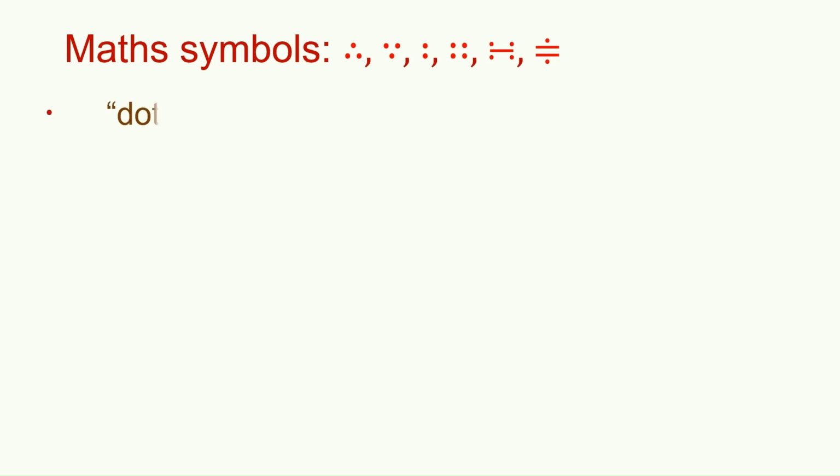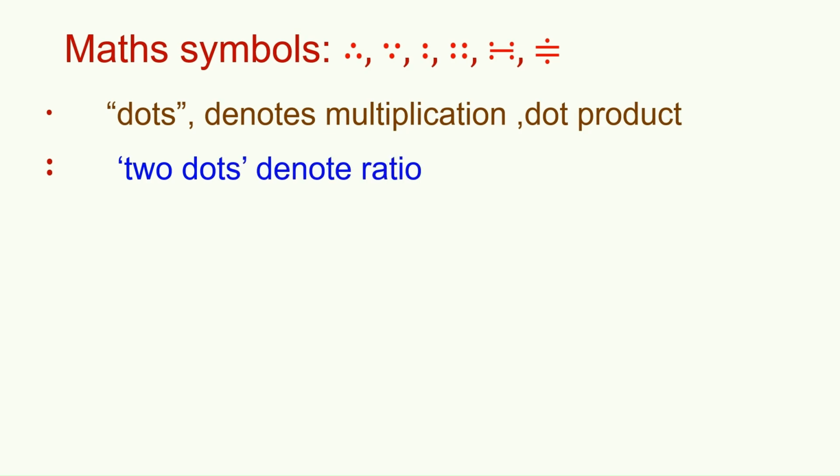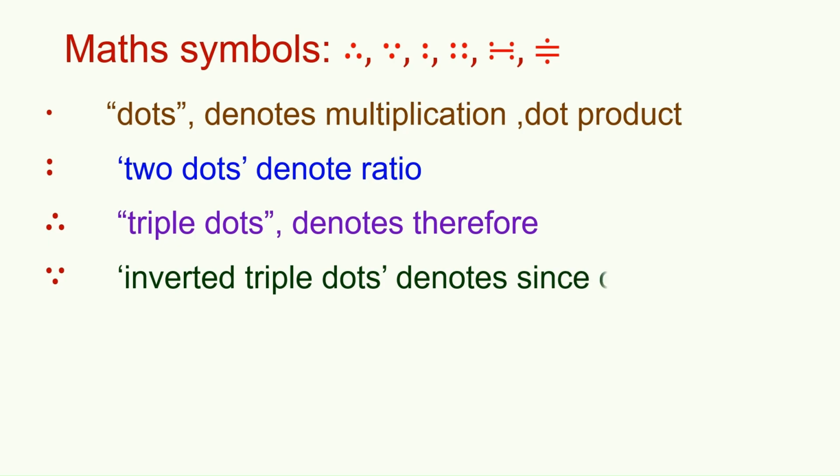Math symbols made with dots. One dot denotes multiplication, the dot product. Colon or two dots denote ratio. Triple dots denote therefore. Inverted triple dots denote since or because.